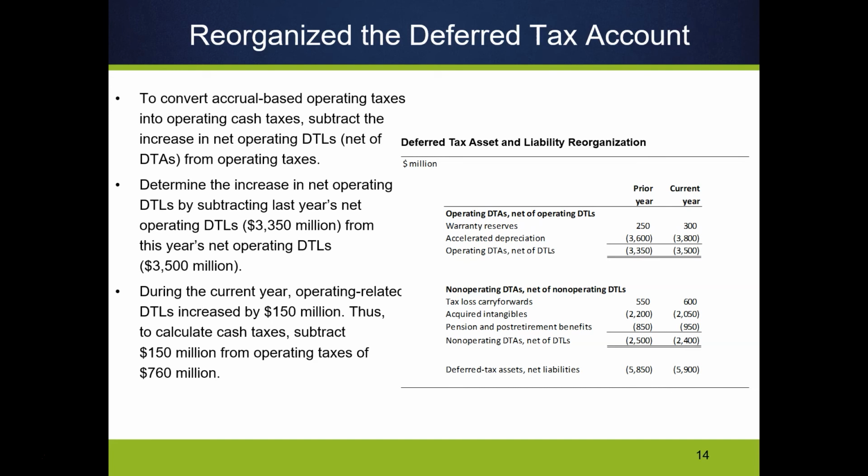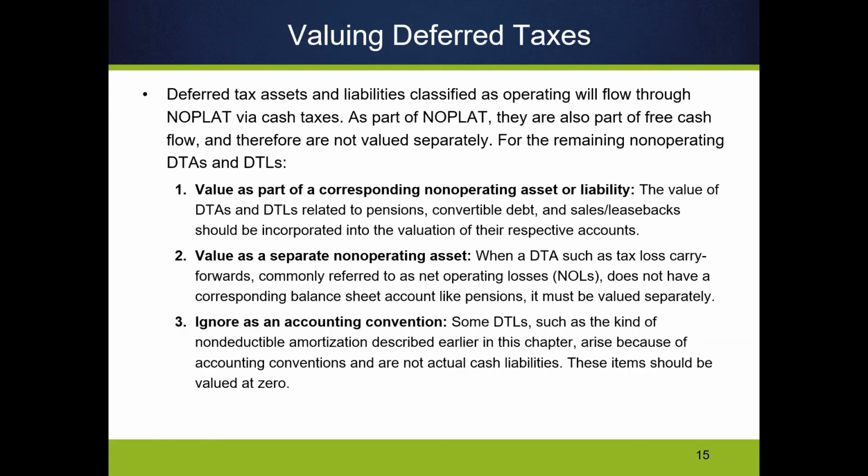Now, the other items, these non-operating deferred tax assets, it's not that we ignore them, right? There's very much literal value in tax loss carryforwards and amortization of acquired intangibles and these pension adjustments, but we're going to account for them separately at a later point, right? Remember, one of the last steps when we calculate the value of operations is to add the value of non-operating assets and other things like that.